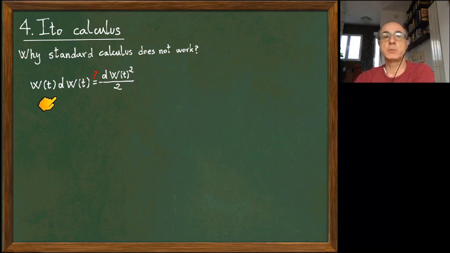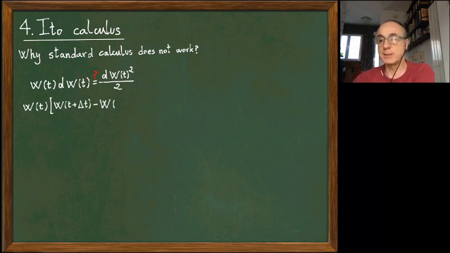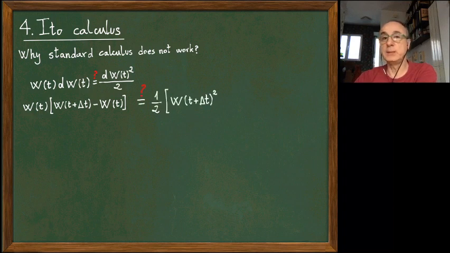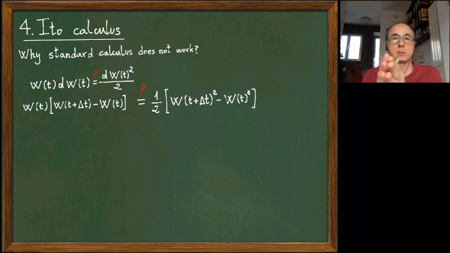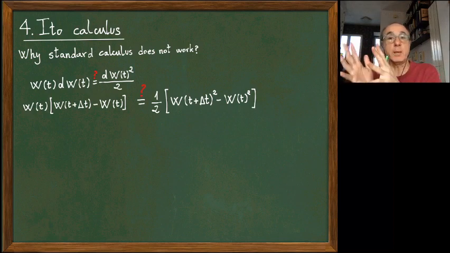So the best way is to go back to the discrete case. So let's write the discrete version of the left-hand side. dw is just the increment of w, so it's w evaluated at t plus delta t minus w evaluated at t. And this should be equal to, with the square, W(t plus delta t) squared minus W(t) squared. And again, in the standard calculus, we will now check what it means for this to be equal.